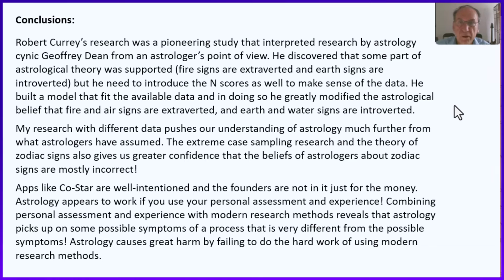More conclusions. Robert Currey's research was a pioneering study that interpreted data collected by the astrology cynic Jeffrey Dean. He did it from an astrologer's point of view. He found some things that supported astrological theory, some things that did not agree with it. And he developed an elegant theory combining N scores with E scores. It was pioneering research that showed astrology works differently in some ways from what was expected. My research comes in and shows it's even farther away from what's expected. As we do more research, we get more information, greater understanding. One research project builds on another.